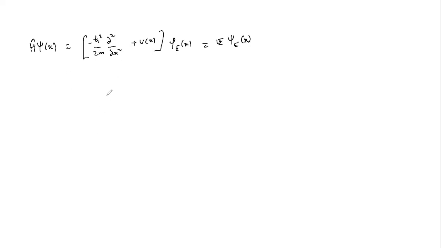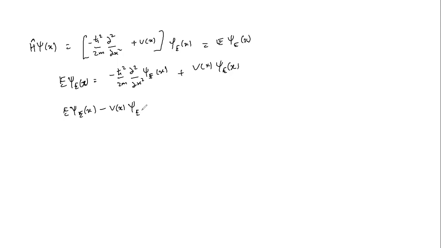And we can rewrite this by expanding this process such that E ψ(x) is the same as negative ħ² over 2m d²ψ(x)/dx² plus V(x) ψ(x). So I'll open up the brackets, and if we rearrange this, that's E ψ(x) minus V(x) ψ(x) is equal to negative ħ² over 2m d²ψ(x)/dx².